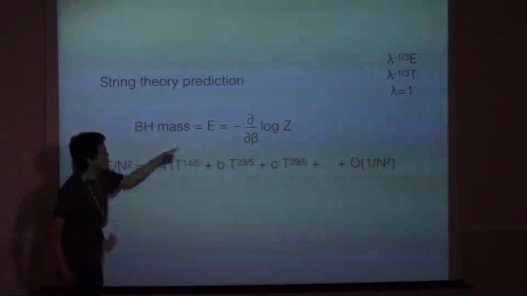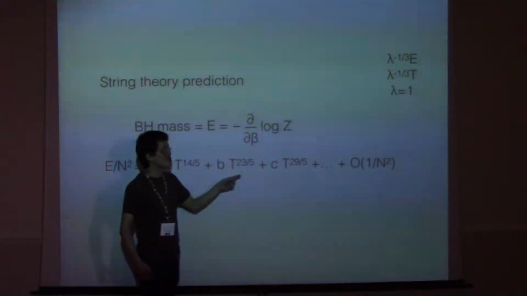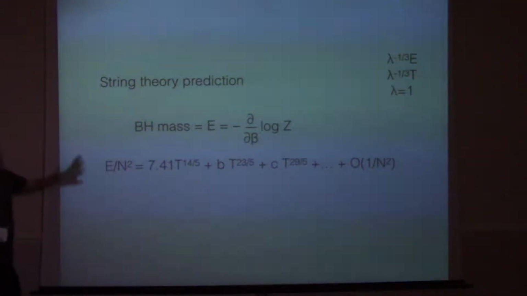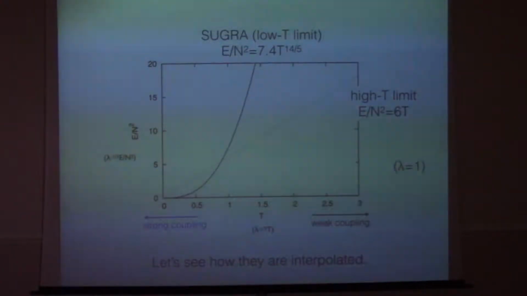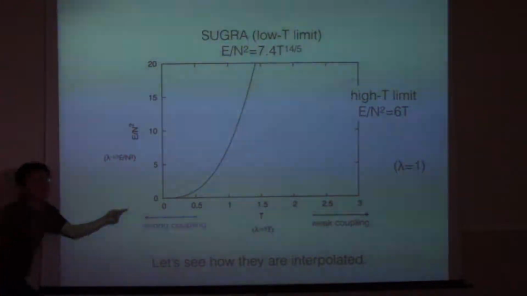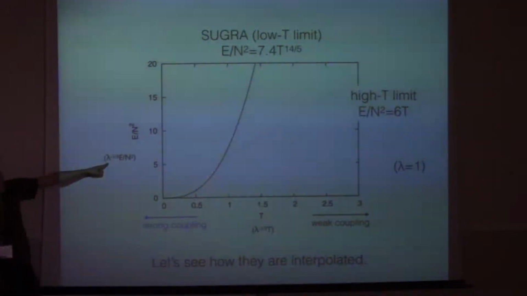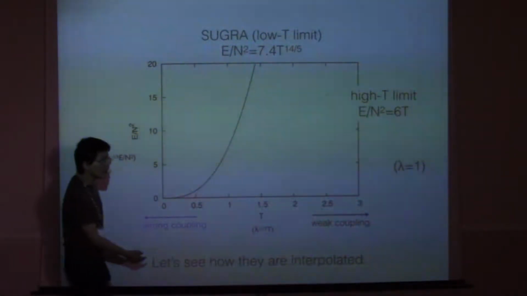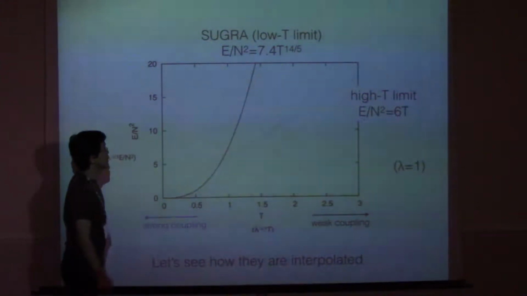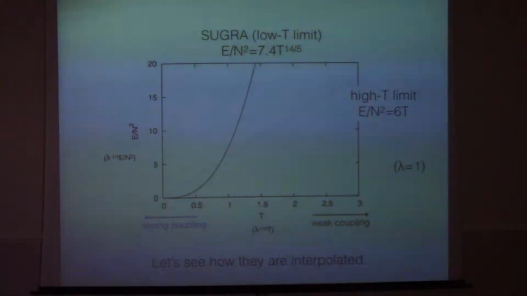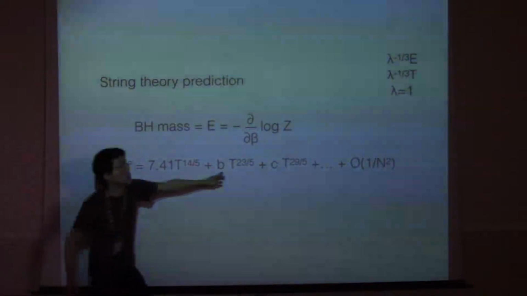This first term corresponds to supergravity, this corresponds to alpha prime cubed, this corresponds to alpha prime to the fifth, and so on. And we also have string loop corrections. This is string theory correction at strong coupling. And as I said, strong coupling is low temperature. At low temperature, if the duality is correct, then the energy, or strictly speaking this dimensionless combination, as a function of this dimensionless temperature, should approach this curve, 7.4 times T to the 14 over 5. And the deviation should be like this.